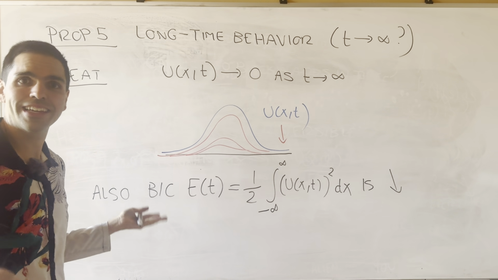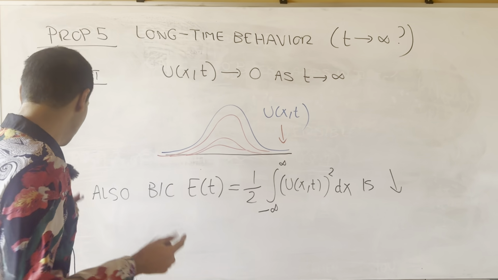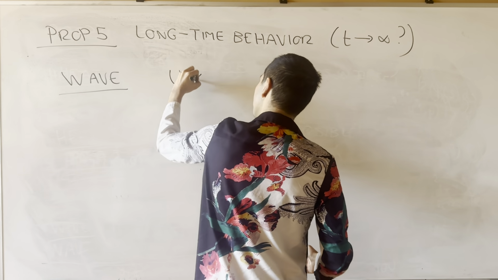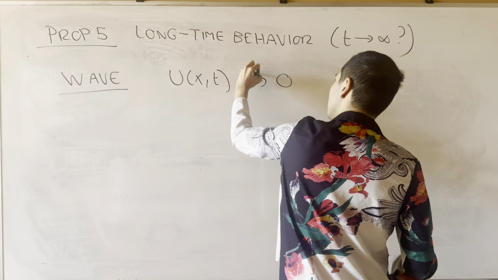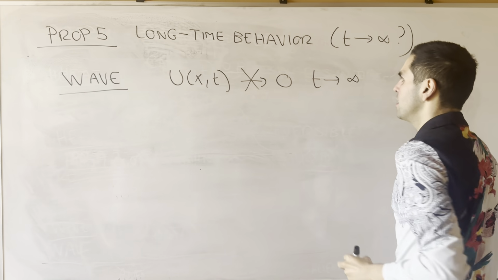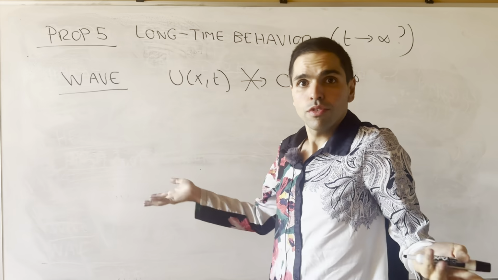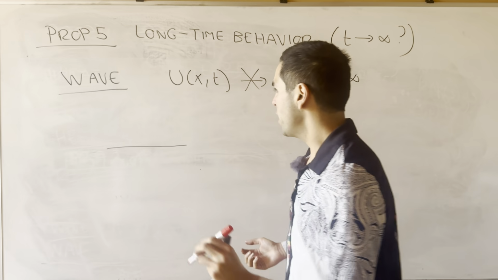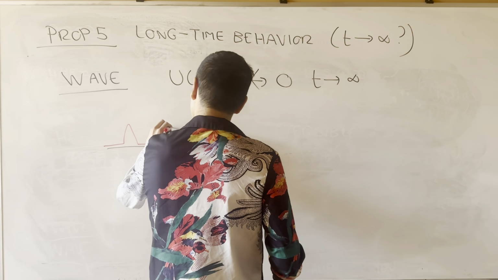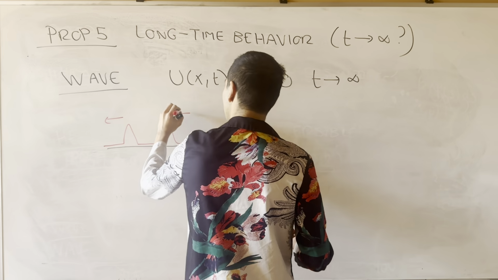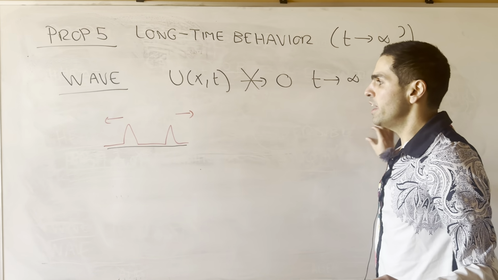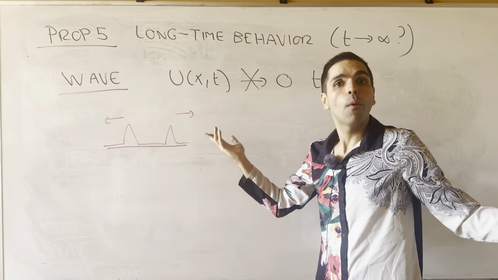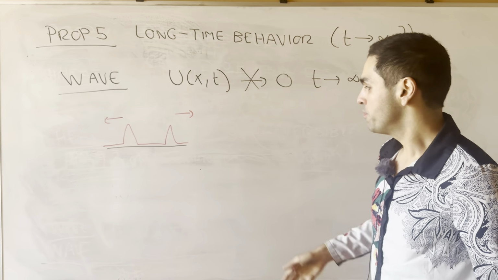On the other hand, once again, for the wave equation, this is false. So for the wave, it is not true that u of x,t goes to 0 as t goes to infinity, because there are many reasons to see that. One is, well, what happens to the waves? Literally, they go to the left and to the right, so those waves will never be zero, even after a long time. There will always be a point where the wave is positive, for example.